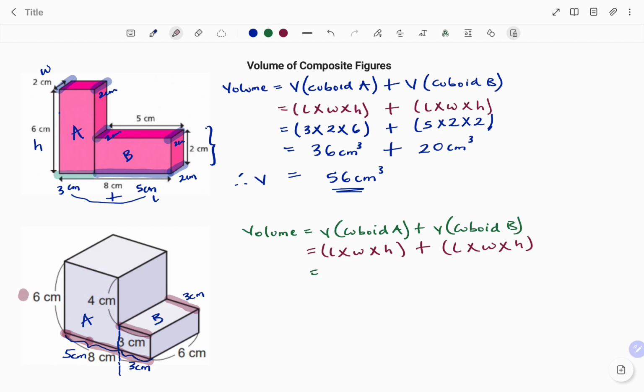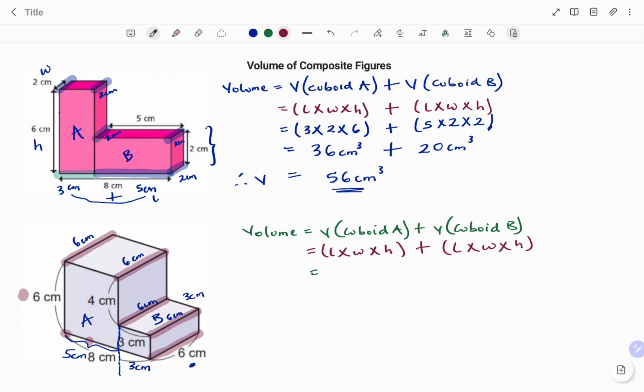To find the width, I'm going to take out the highlight. To find the width, I start with the width of cuboid B. I'm going to highlight all the lines parallel to the width of cuboid B. All the lines highlighted that are parallel will have the same distance, 6 centimeters. 6 centimeters, I got that from here. 6 centimeters and 6 centimeters. Therefore, for cuboid A, the width will be 6 centimeters.